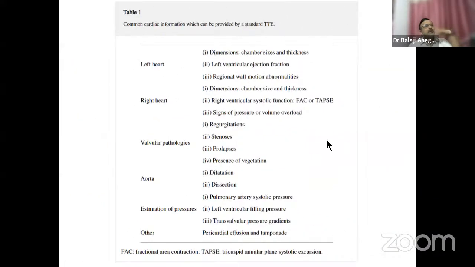Now, this is typical information that any echo gives us. It talks about left ventricular dimensions, how is the ejection fraction, presence of regional wall motion abnormality, chamber sizes and thickness, similarly in right and left side. Apart from that, if there are valvular pathologies, it can define the degree of stenosis, regurgitation. Then as far as aorta is concerned, it can tell you about dilatation, dissection. It can tell us about pulmonary artery pressure and other findings.